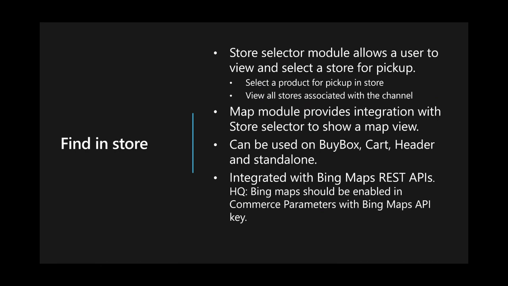We also provide integration with a map, which is powered by Bing Maps. The find in store modules can be used in buy box, cart, header, and they can also be standalone, like in a store locations page. Now, the entire buy online, pick up in store experience is deeply integrated with the Bing Maps REST APIs. We use the geocoding API, auto suggest API. We use the Bing Maps V8 control for the Maps module.